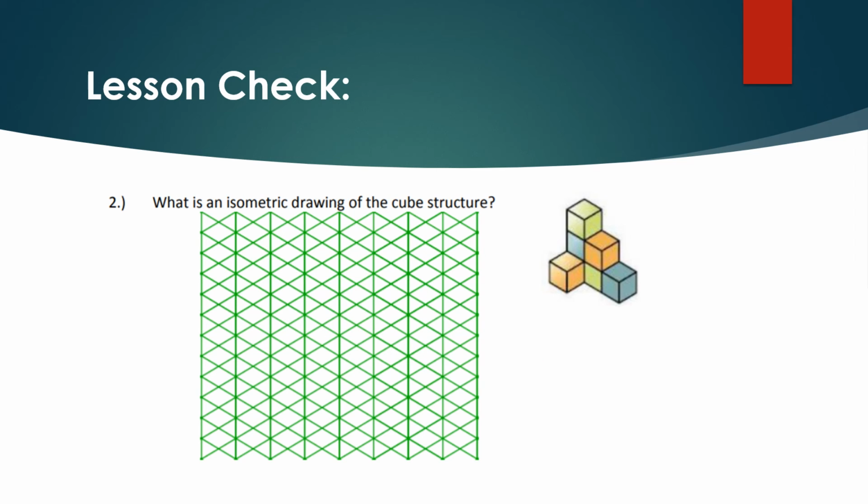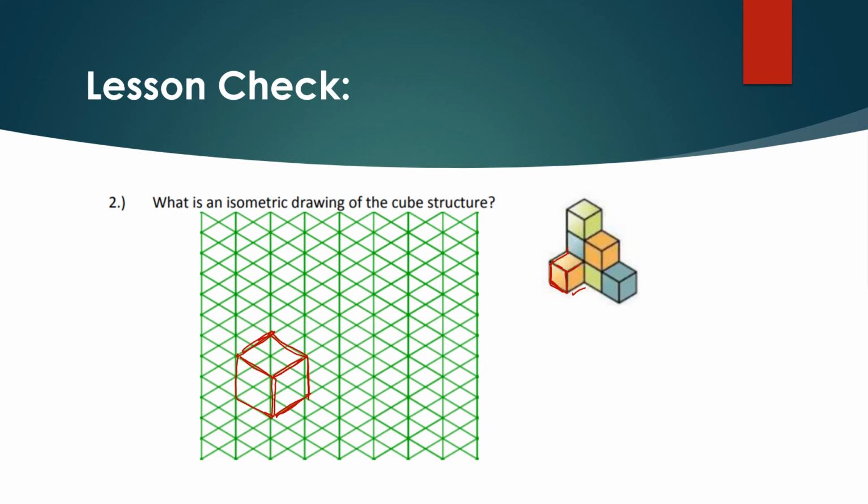For the second example, they want us to do an isometric drawing of this cube structure. Again, I always find that it's helpful if I can draw the first square, I can usually draw the rest of it. So I'm going to start right here. I'm going to draw a square. Let's see, here is my square. Now I'm going to add some depth to it, so going back 1 diagonal, and I'll go ahead and finish off my cube.